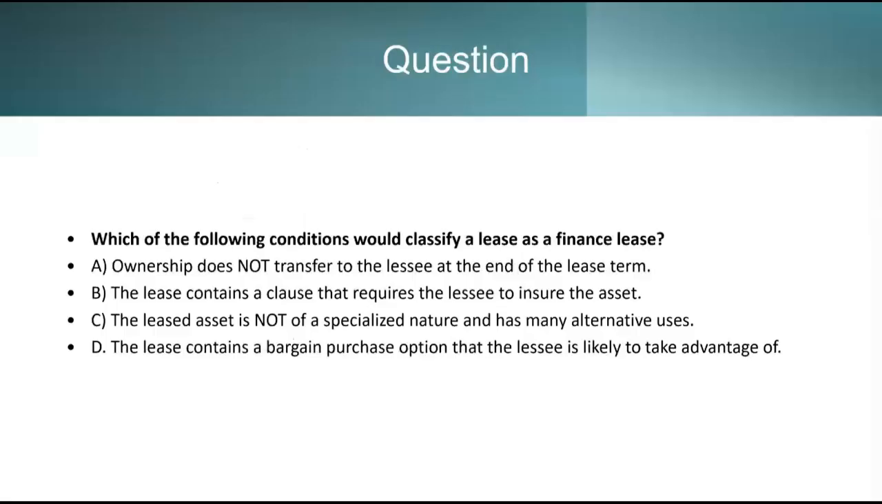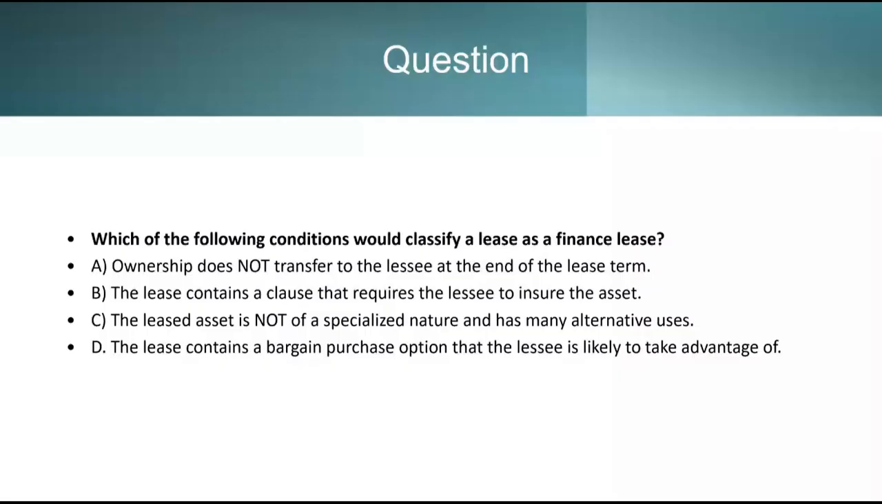So let's try this question. Which of the following conditions would classify a lease as a finance lease? A, ownership does not transfer to the lessee at the end of the lease term. Well, that's evidence of an operating lease. B, the lease contains a clause that requires the lessee to insure the asset. I would expect that any lease would have that clause, regardless of whether it was a finance lease or an operating lease or even a short-term lease. You would think that there would be a clause that says that the lessee would have to insure the asset. So B is out. It's certainly not one of the 5 criteria for a finance lease.